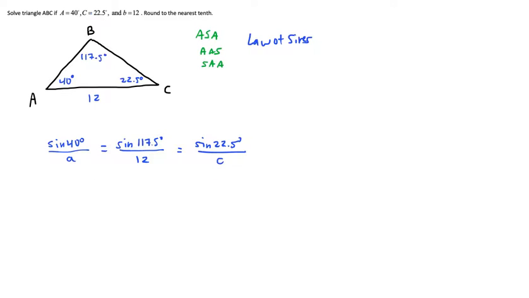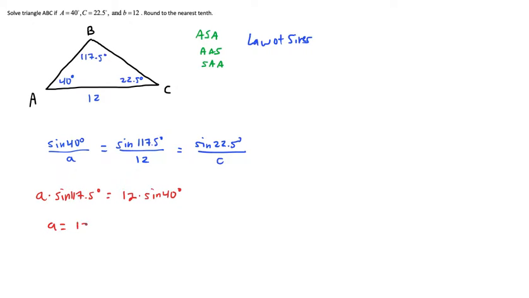So we need to find the length of side A and the length of side C. In order to do so, we just set up a proportion. We can use this proportion right here. And we notice that there are 4 parts to this fraction. We actually know 3 of the values. We're just going to find this one. So let's cross multiply, that's the easiest way. So A times the sine of 117.5 is equal to 12 times the sine of 40. And mathematically, we can just divide that out to isolate for A.